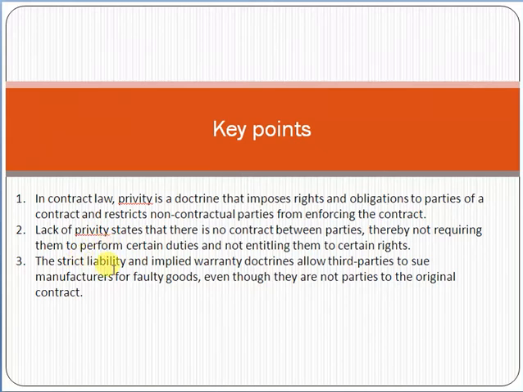The strict liability and implied warranty doctrines allow third parties to sue manufacturers for faulty goods even though they are not parties to the original contract.